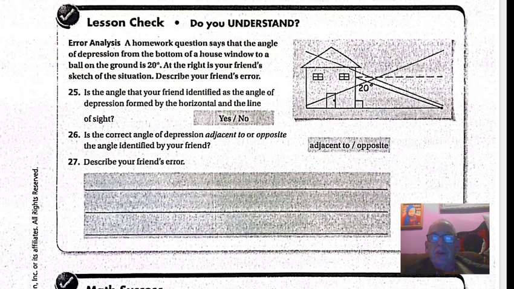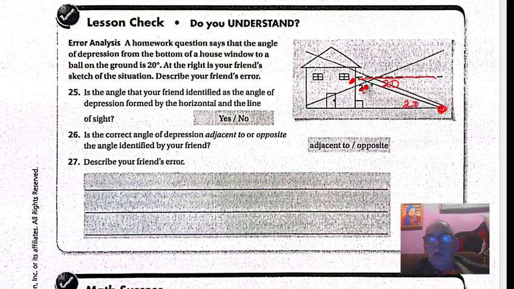Okay, let's look at this error analysis. So your friend's homework question says the angle of depression from the bottom of a house window to a ball on the ground is 20 degrees. So here's the ball on the ground. Here's the edge of the window. Here's the eye level straight out. And a 20-degree angle of depression actually puts the angle right there. That's the angle of depression. And that means that this angle of elevation from the ball to the window is 20 here.